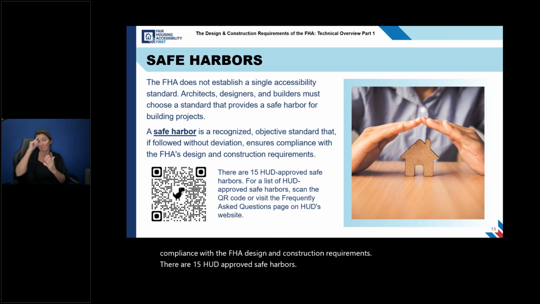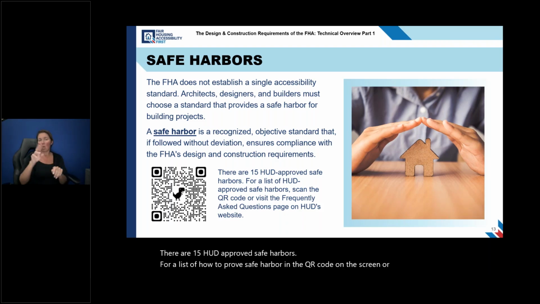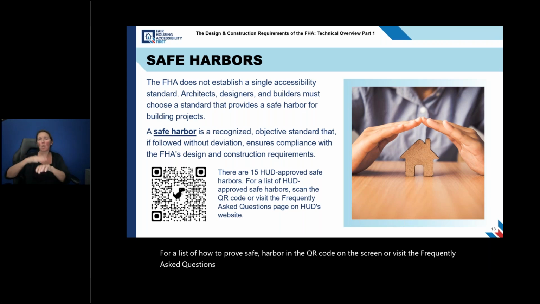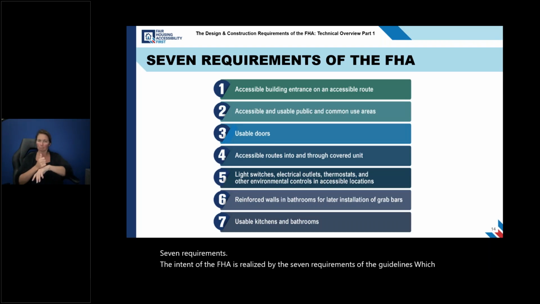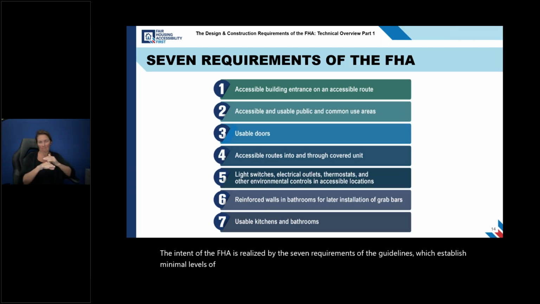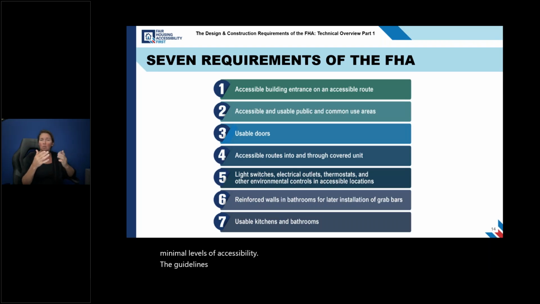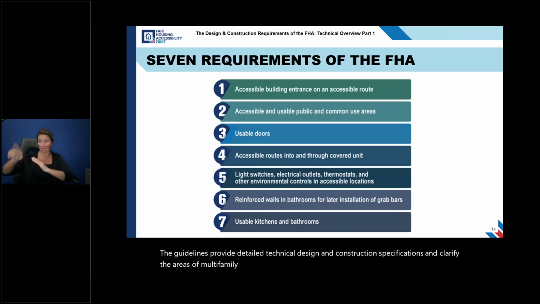For a list of HUD-approved safe harbors, scan the QR code on the screen or visit the Frequently Asked Questions page on HUD's website. Seven requirements. The intent of the FHA is realized by the 7 requirements of the guidelines, which establish minimal levels of accessibility. The guidelines provide detailed technical design and construction specifications and clarify the areas of multifamily developments with accessibility obligations.